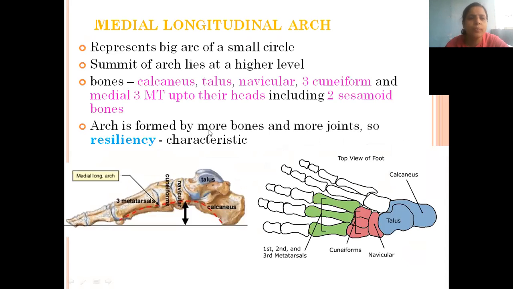Now observe this picture, and you will automatically understand. First of all, let me revise the names of the tarsal bones for you. The tarsal bones are calcaneus, talus, navicular. We have three cuneiforms named medial cuneiform, intermediate cuneiform, lateral cuneiform. Then we have the cuboid bone.